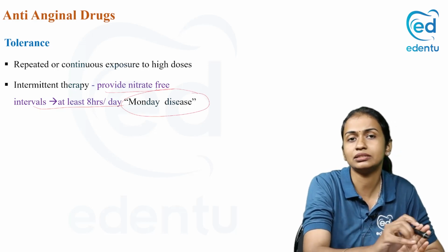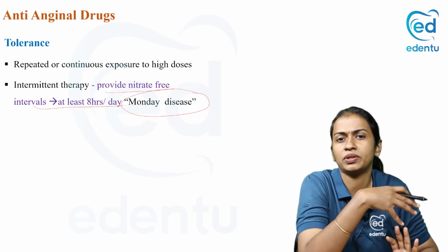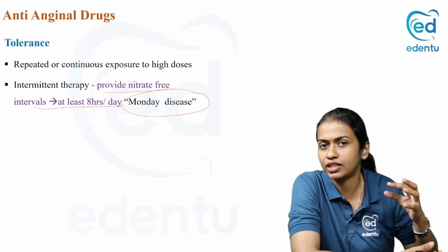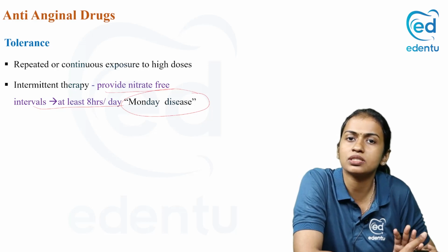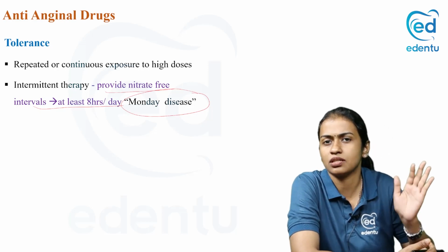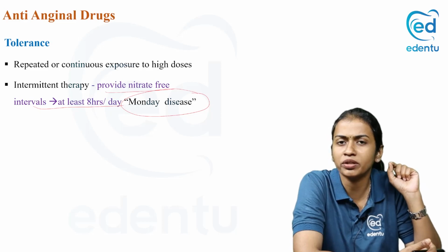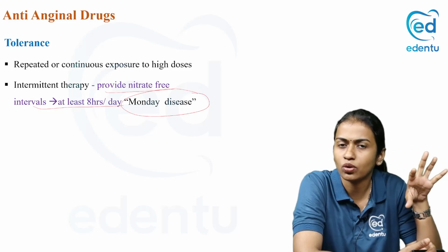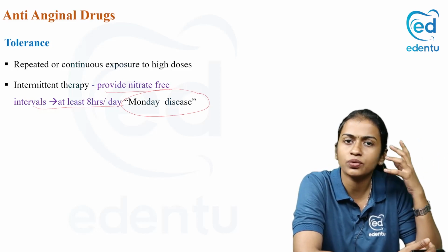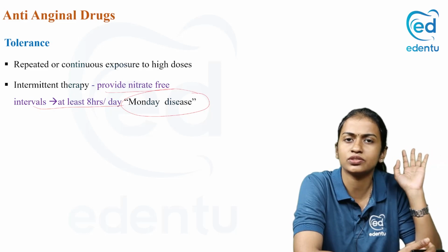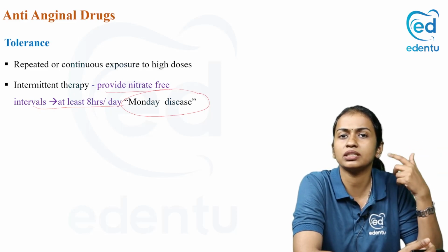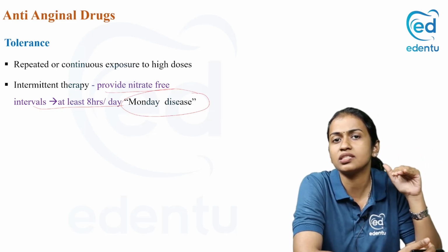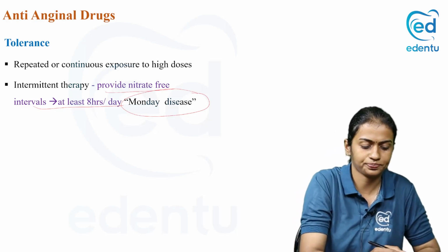And have you heard about the Monday disease? That is, workers who are working in explosive factories are constantly exposed to nitrates. So what happens is they develop this headache every Monday morning, and by Thursday they get accustomed to it, or they develop tolerance to it, and then on weekends they don't get exposure to it. There is no headache, and on Monday again when they come back they are getting exposed to those nitrates and they again get this headache and other problems, and this is why it is known as Monday disease.